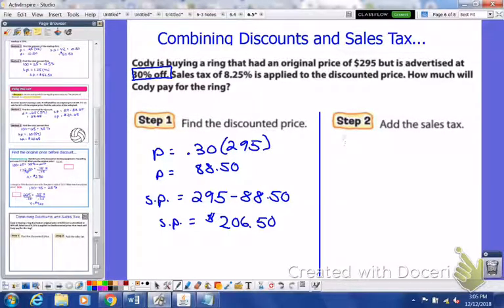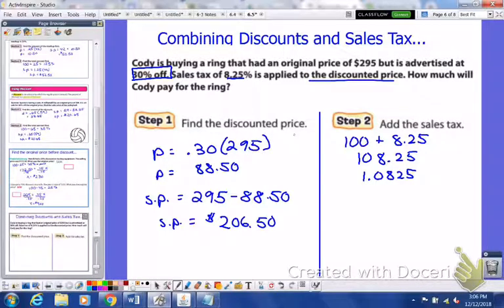So if I have 100% plus 8.25%, I'm now paying 108.25%, which as a decimal will be 1.0825. Make sure you go to this sales price. It's tax on the discounted price. Do not go back to the original.